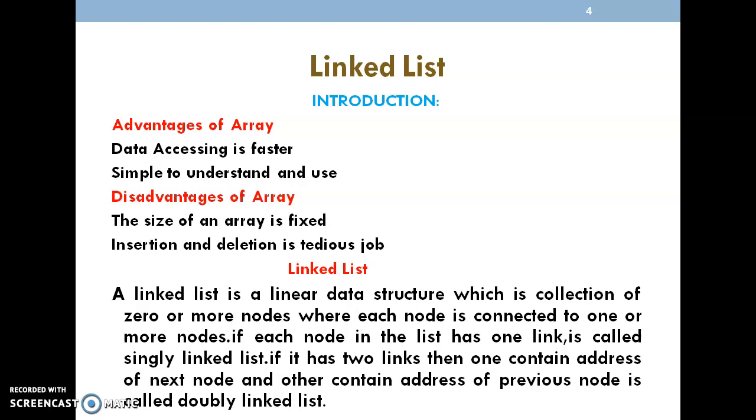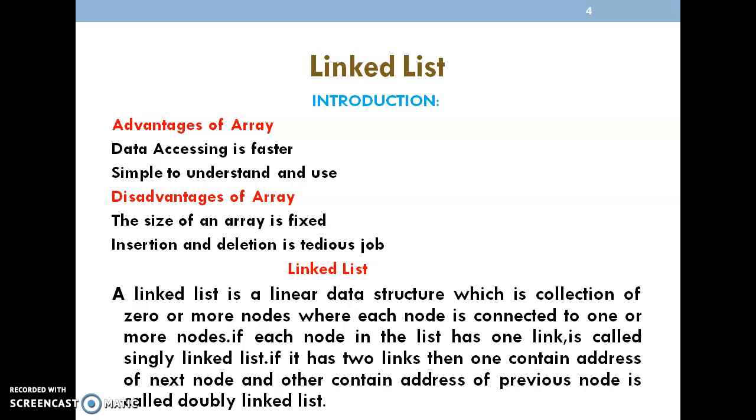In the linked list, the main concept is that it is based on the number of nodes. You can take an example of a train. In the train, each coach is connected to one another. That coach will be considered as a node, and each node will be connected to another node by making use of a link. As a definition, a linked list is a linear data structure which is a collection of zero or more nodes where each node is connected to one or more nodes.